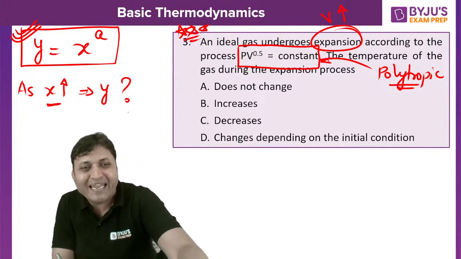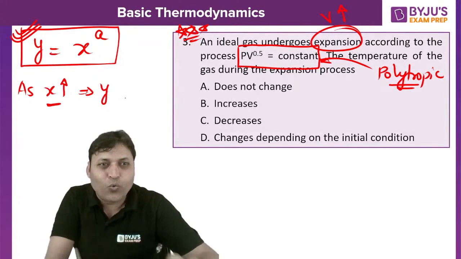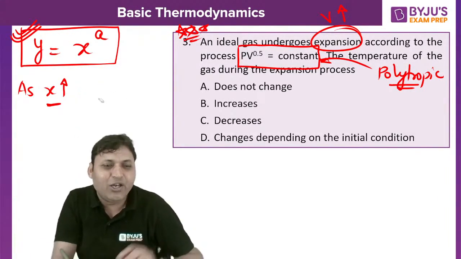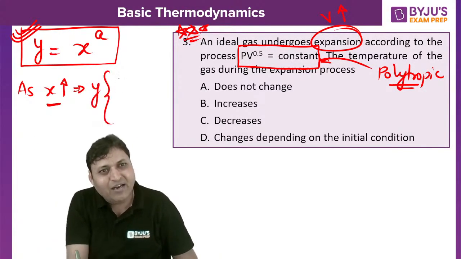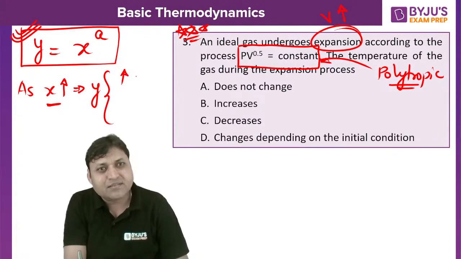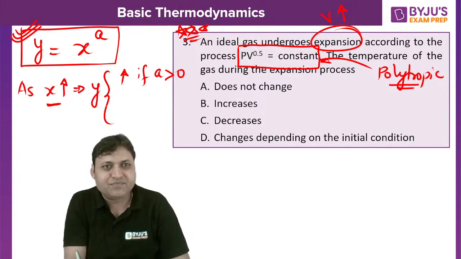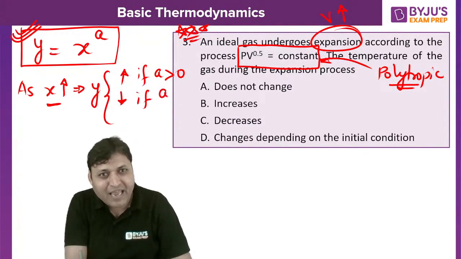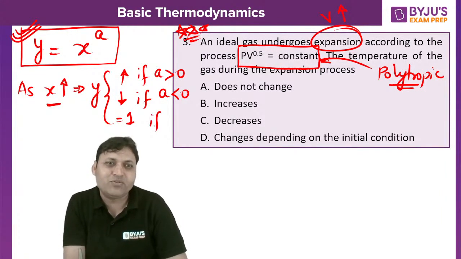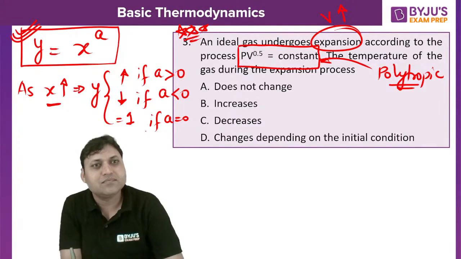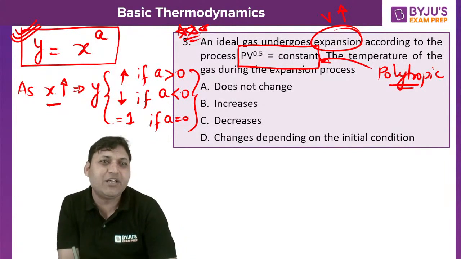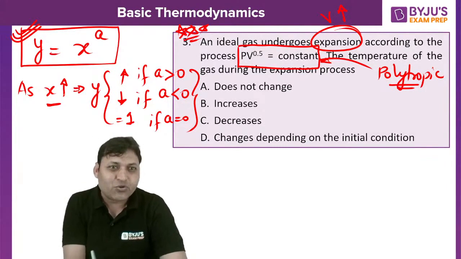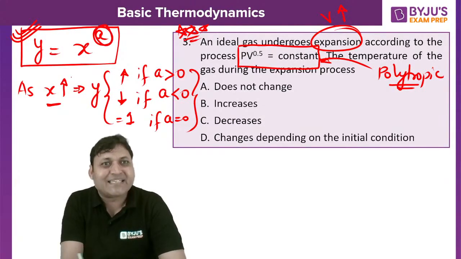The change in y will depend on the value of a. As x increases, y will increase if a is positive. y will decrease if a is negative. y is equal to 1 if a is equal to 0. Isn't it? If a is equal to 0, y will be constant. So it will be decided by the sign of a.